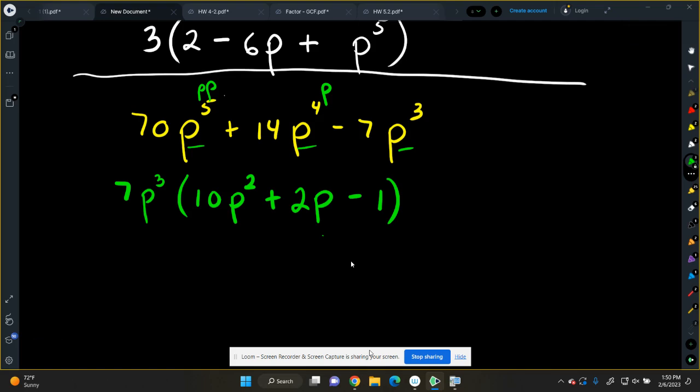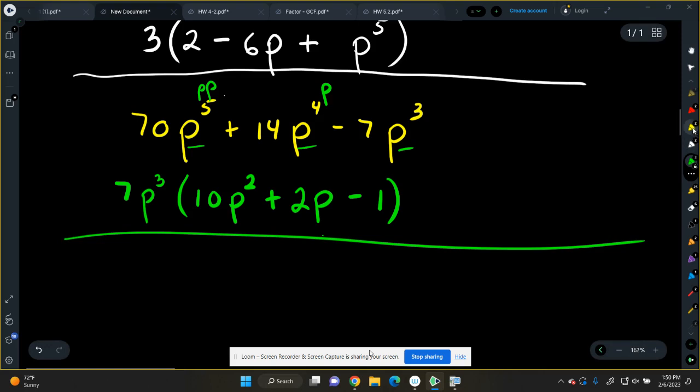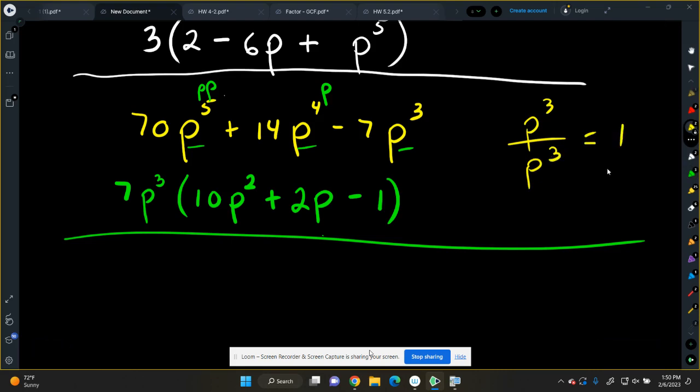Want to do another one? It's just going to be 1 because the p's are all gone. So remember, if I had p to the 3rd over p to the 3rd, what does that equal? 1. Okay.